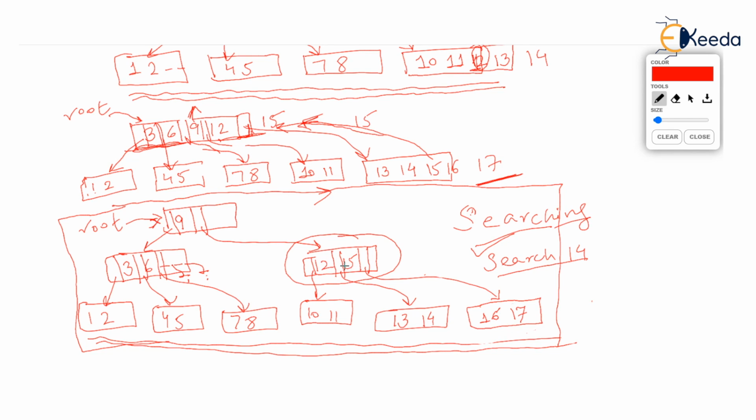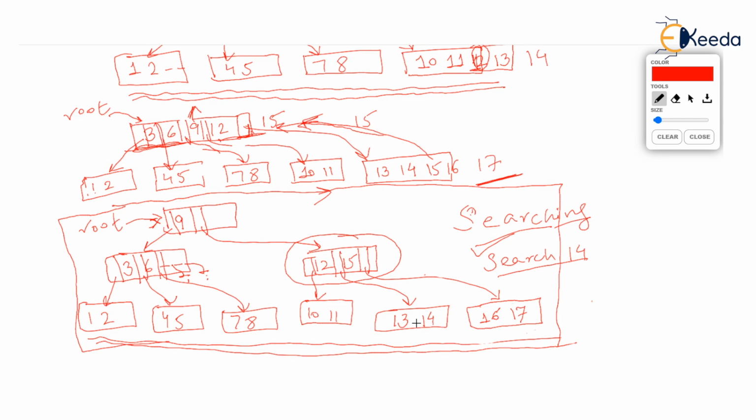We are searching 14, so we know that 14 must be to the right of 12 but left of 15, because 14 is greater than 12 but less than 15. So we utilize the pointer to the right of 12 but left of 15 and we reach the node which stores 13 and 14. On searching this node, we will know that 14 is present.